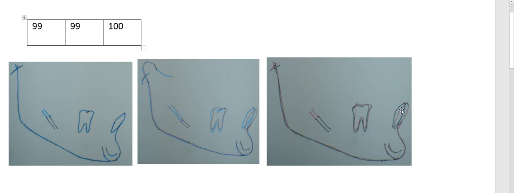I give you another tip: always use templates for making incisors and molars. The incisors and molars in all the superimpositions should be of the same size.